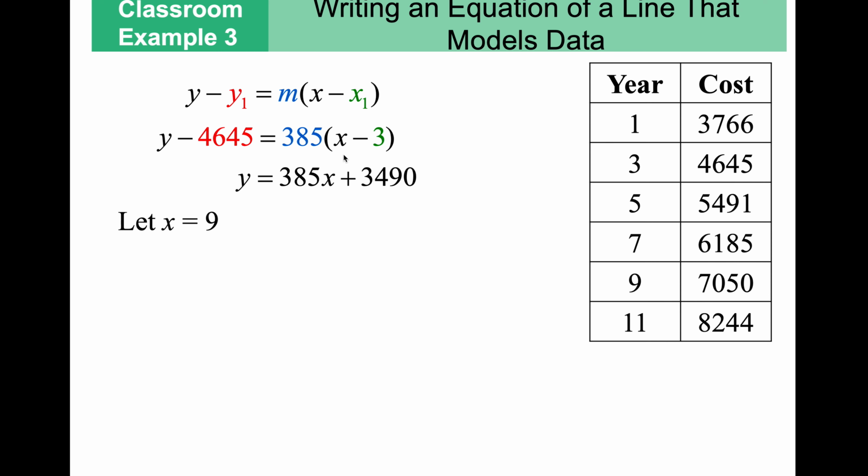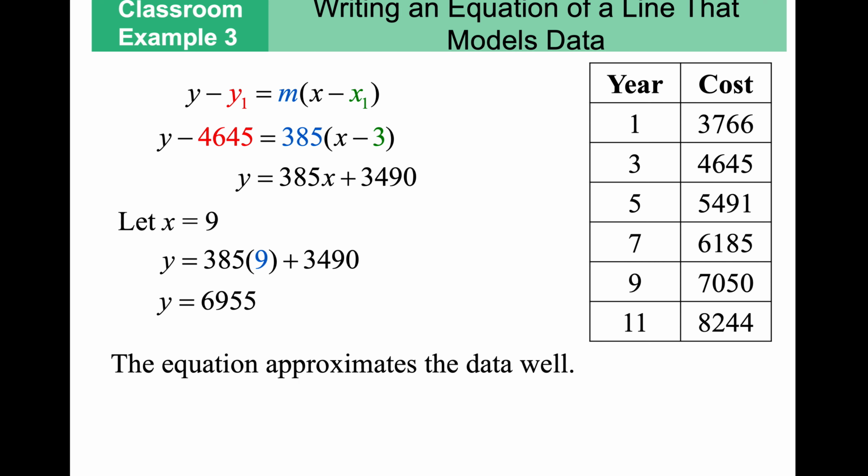I can plug in 9 to check my work. If I plug in 9, I should get 7,050 out. I don't. I don't get exactly that, but I get close to it. And that's what's different about fitting an equation of a line that models data, is it might not be exactly on the line, but we want it to be close to the line. So because 6955 is close to 7,050, I can say, okay, we're a little off, but it still kind of fits the data.